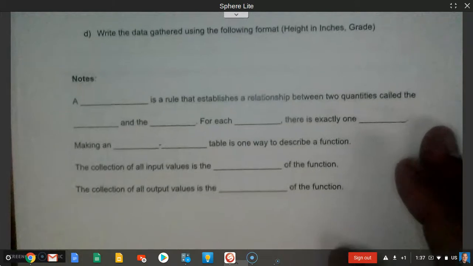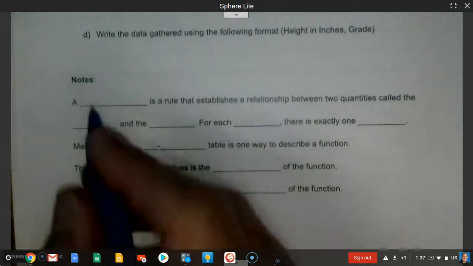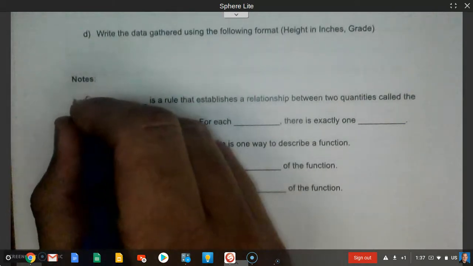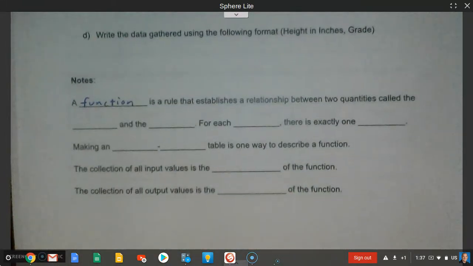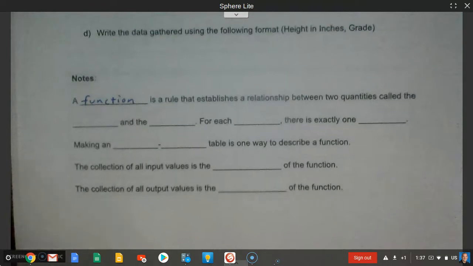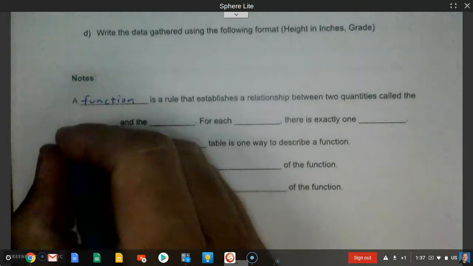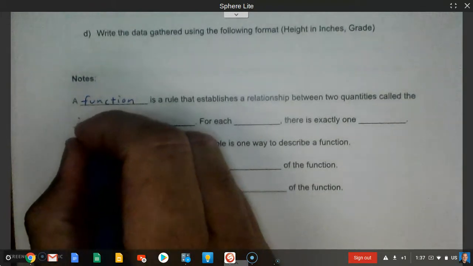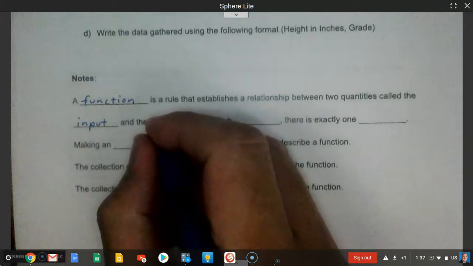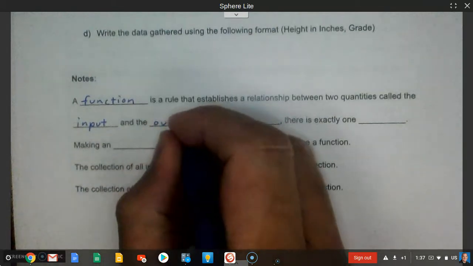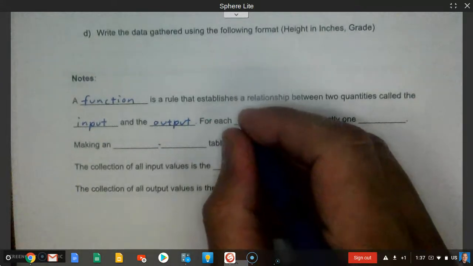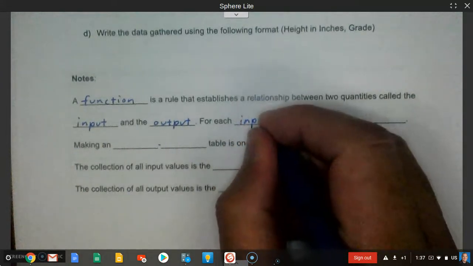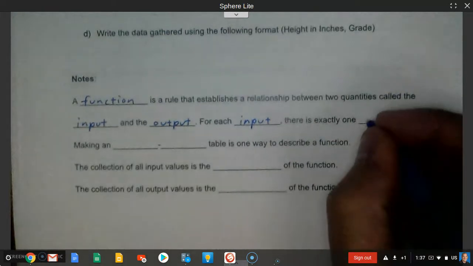On to the notes. A function is a rule that establishes a relationship between two quantities called the input and the output. For each input, there is exactly one output.